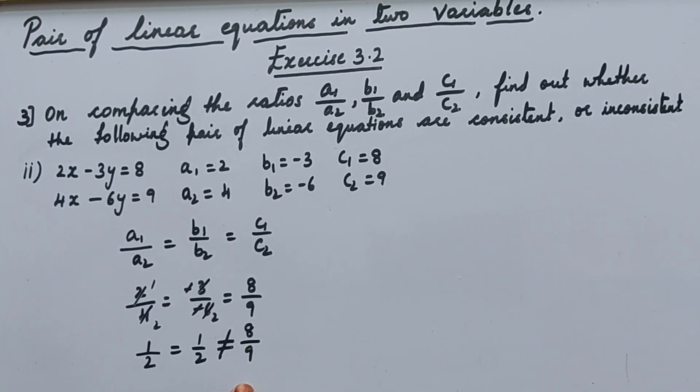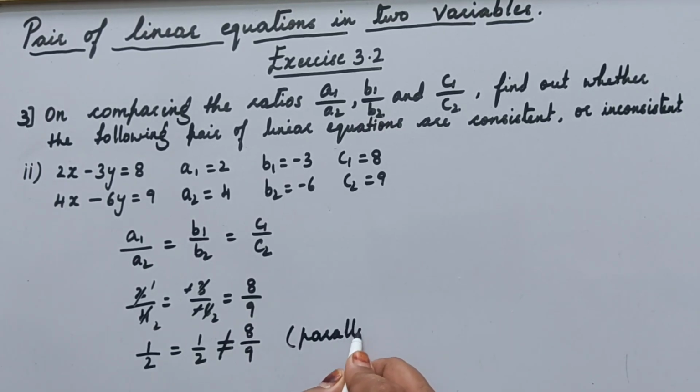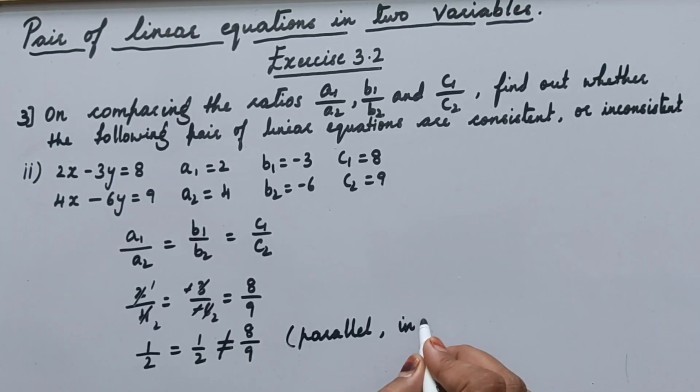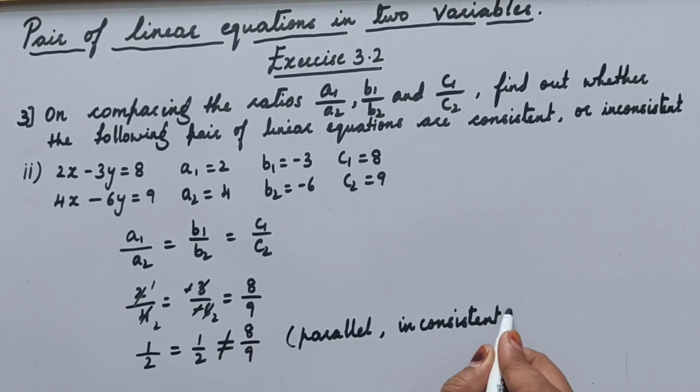Are these both equal? Of course not. They are not equal. So if these are not equal, we say that they are parallel lines. Parallel lines, no solution, right? So we say that it is inconsistent. Inconsistent. I hope this is clear to you all, students.